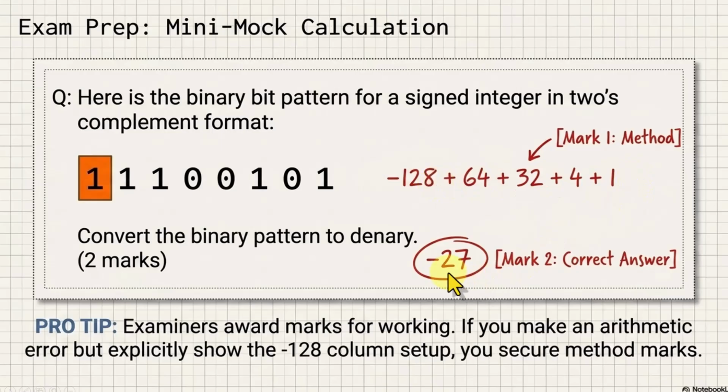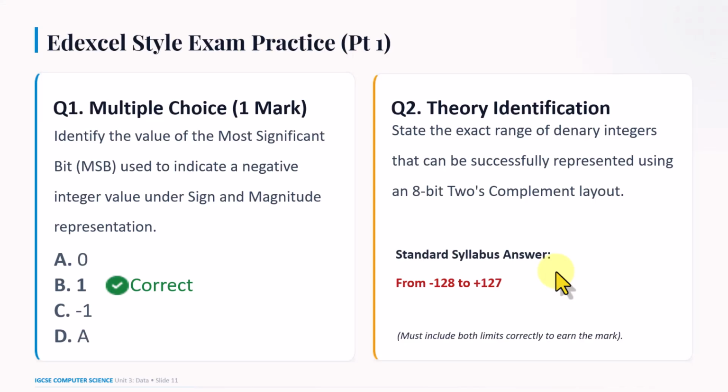If your calculation was wrong, then yeah, you might just lose the next mark. So in the exam, be careful to write the method and the final result.